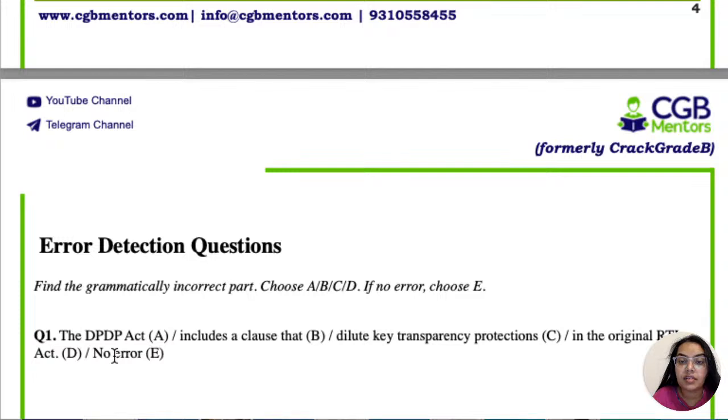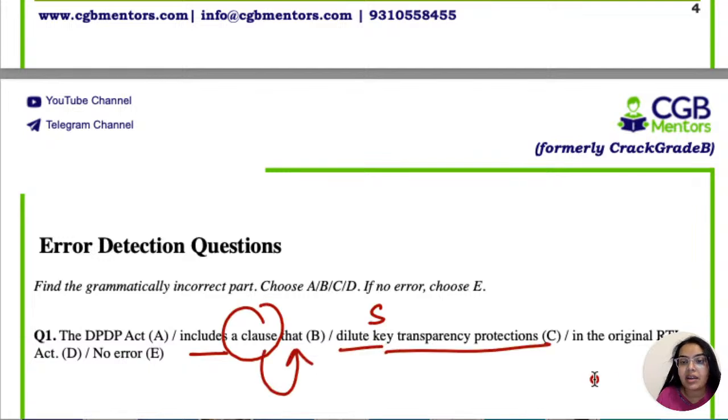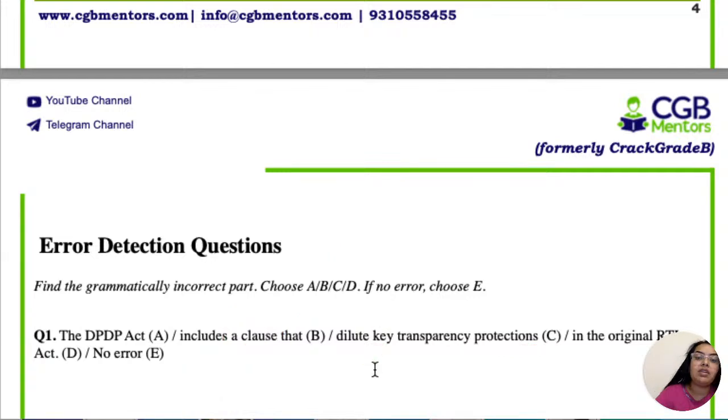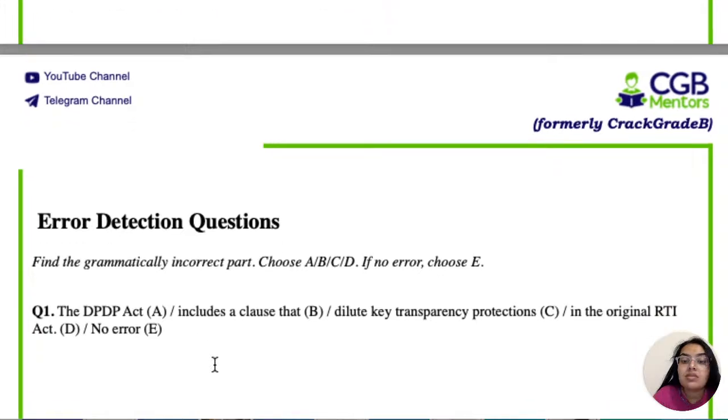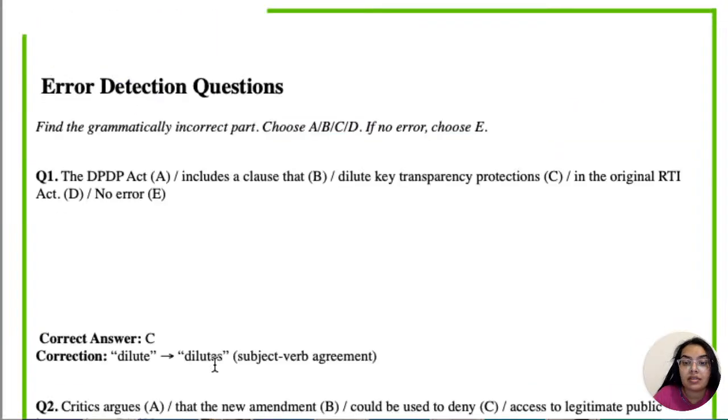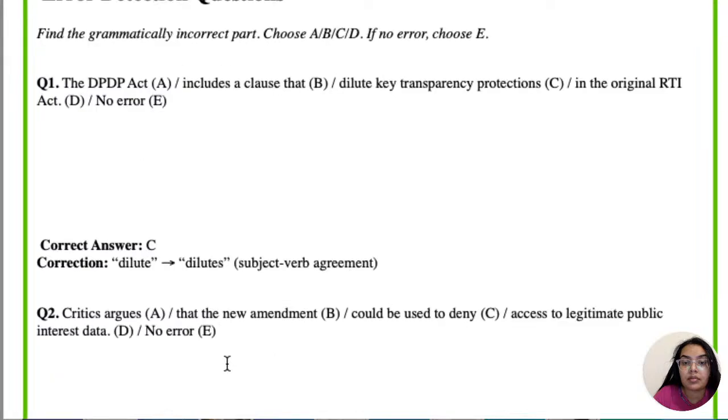The answer is definitely C. The act includes a clause that dilutes key transparency protections where in the original act. So that is a relative pronoun. Relative pronoun के पहले वाला noun is called antecedent, which is singular clause, and that's why dilutes. Okay, so even when we use a relative pronoun, subject verb agreement is to be checked. Next question.